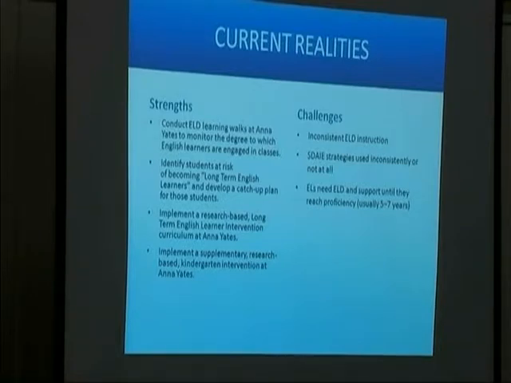We're still working on providing more consistent ELD instruction, especially at the high school. The high school students, there's very few of them, and so it's hard to have a separate class. There is some push-in support, but it needs to be more fleshed out and developed. We need to work on SUDAI strategies and training for teachers. And then the challenge is always with English learners is they need support for 5 to 7 years to become fully fluent in English.